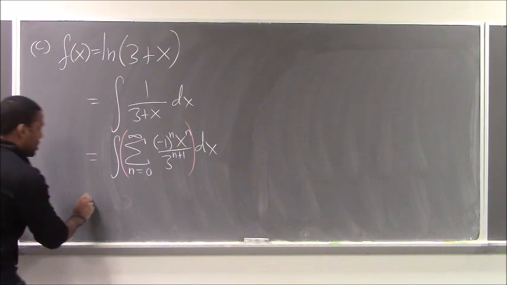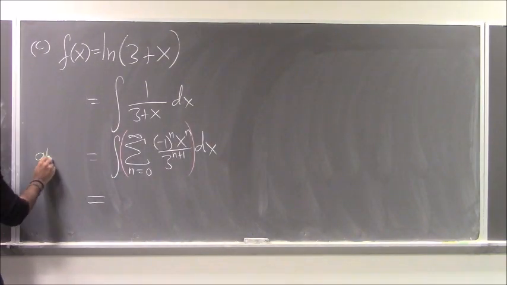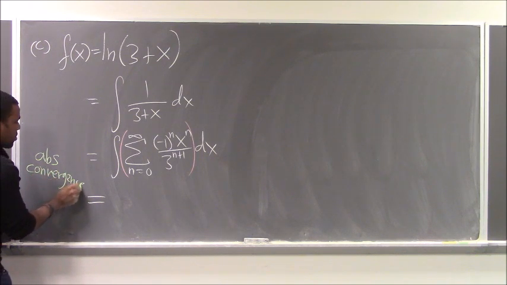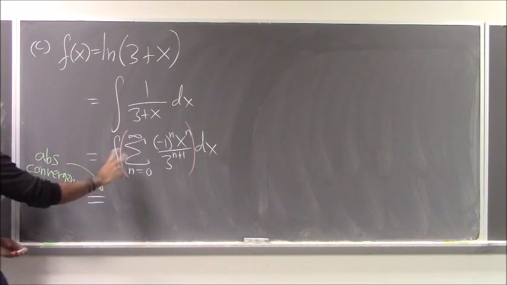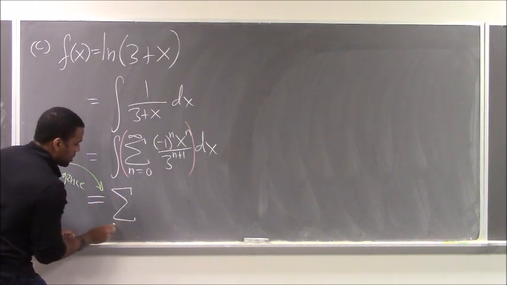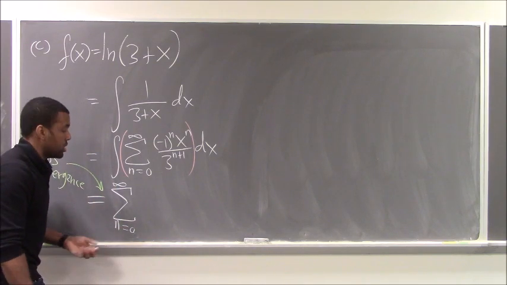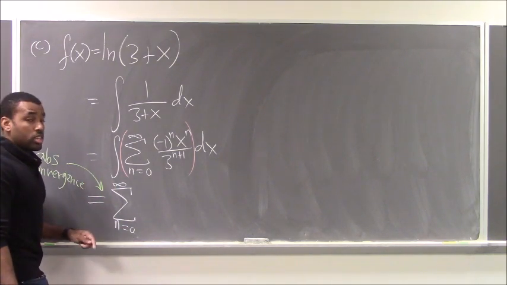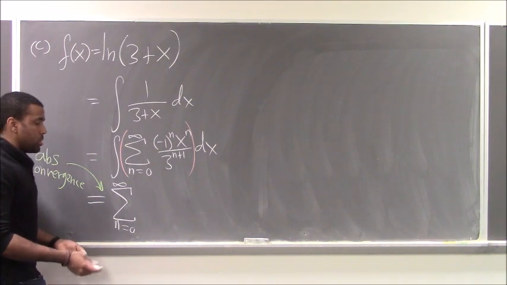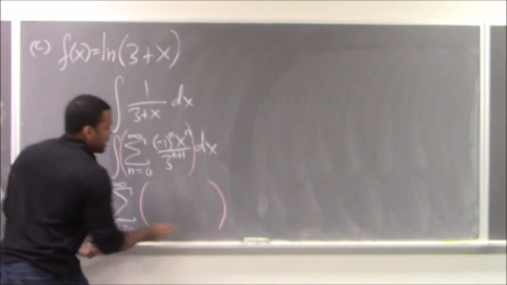Now, because of absolute convergence, I can switch the sum and the integral. The integral of a sum is the sum of the integrals in the finite case and in the absolutely convergent series case. If it was a conditionally convergent series, this cannot be done. It would not work. So I can move the integral inside.